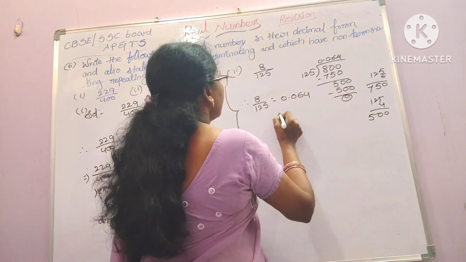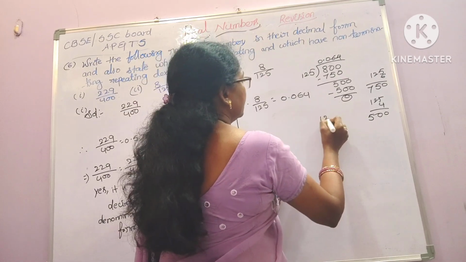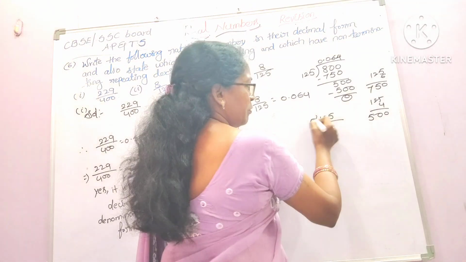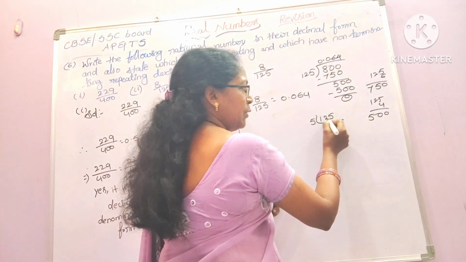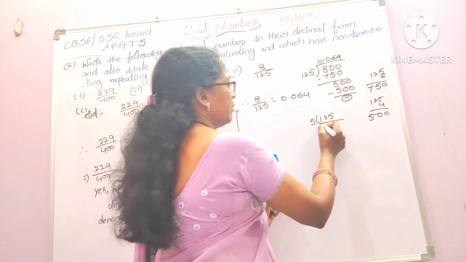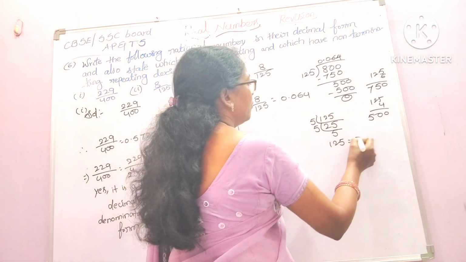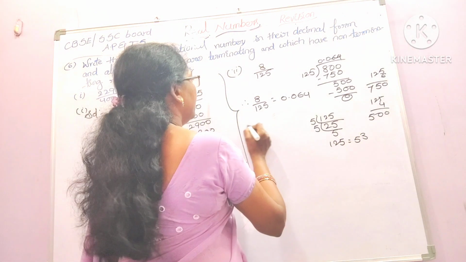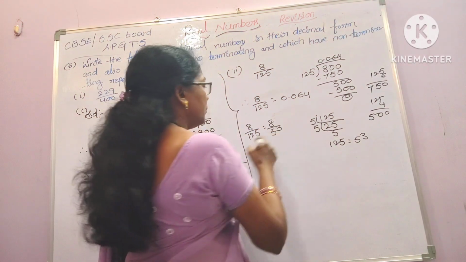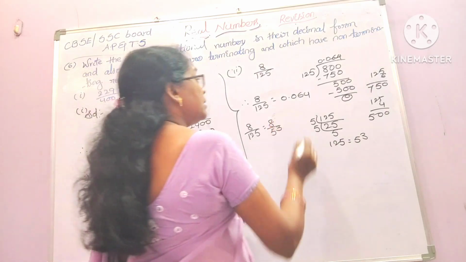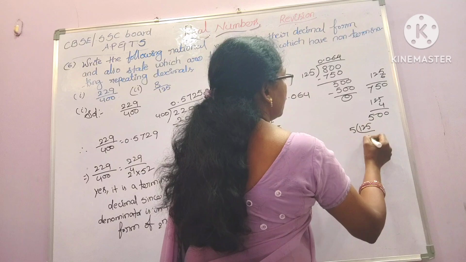Later, for the factors of 125, this is an odd number. 5 is divisible: 5 times 2 is 10, and 2 is the balance, 25. 5 times 5 is 25. Again 5 times 5 is 25, so 125 equals 5 cube. How can you write it? 8 by 125 equals 8 by 5 cube. Is it a terminating decimal? Yes, it is a terminating decimal.